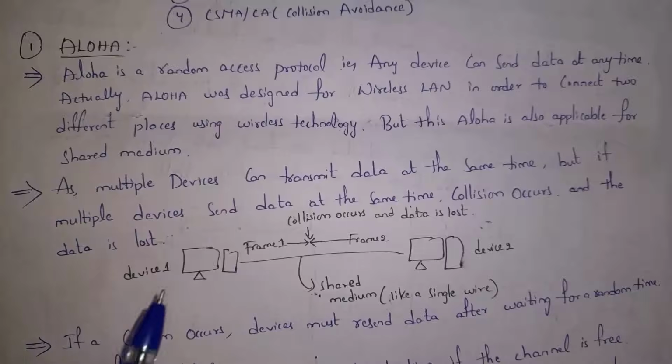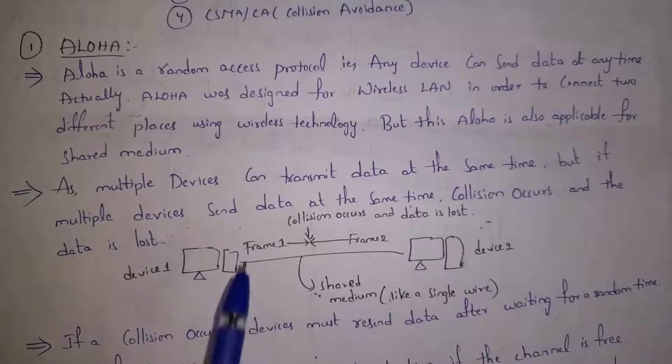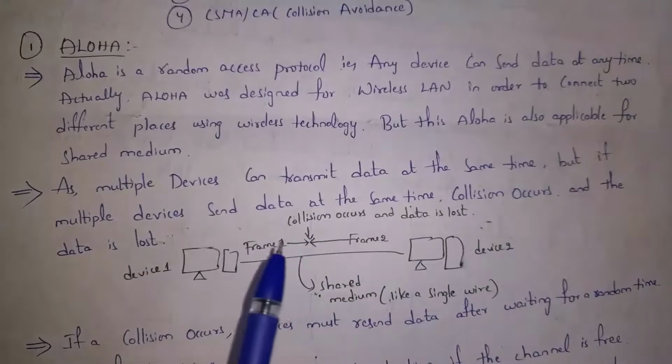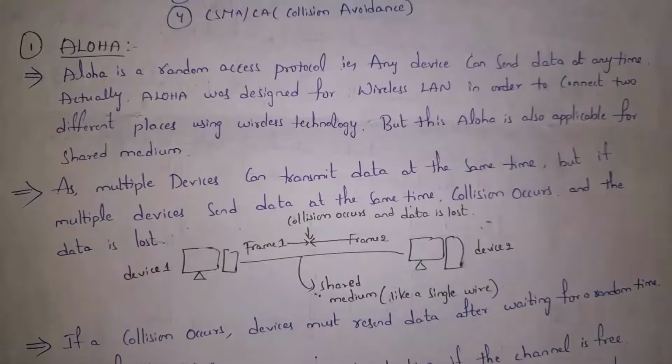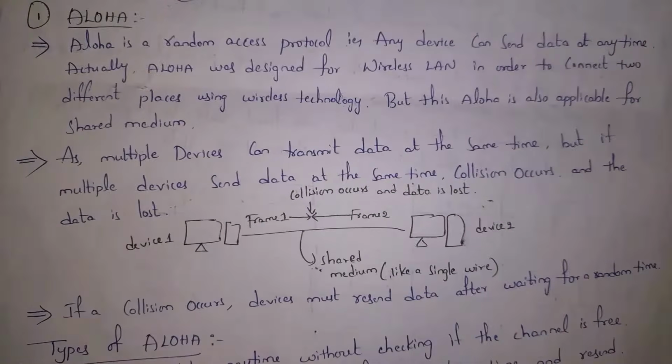For example, there is device 1 and device 2. Both are connected by a shared medium like a single wire, and both devices are transferring frames at the same time. Guys, frames are nothing but data. Instead of sending our data directly, we will place our data in a frame and send that frame. So don't get confused. If two devices send frames at the same time, collision will occur. So again, devices need to resend data after a random time. Random is nothing but different time. One device will send data at one time and the other device will send data at another time.